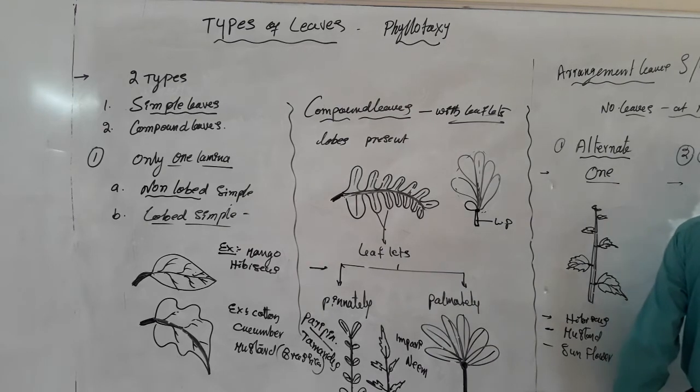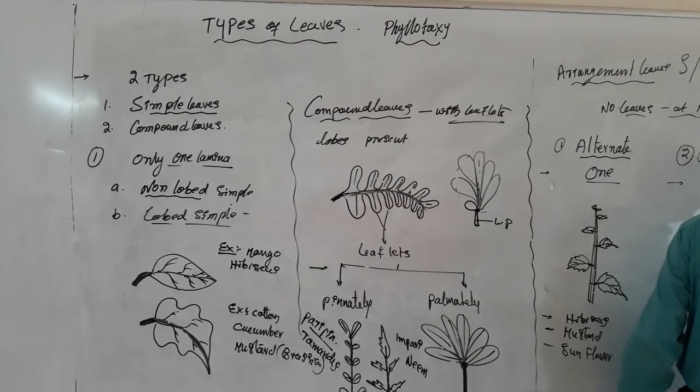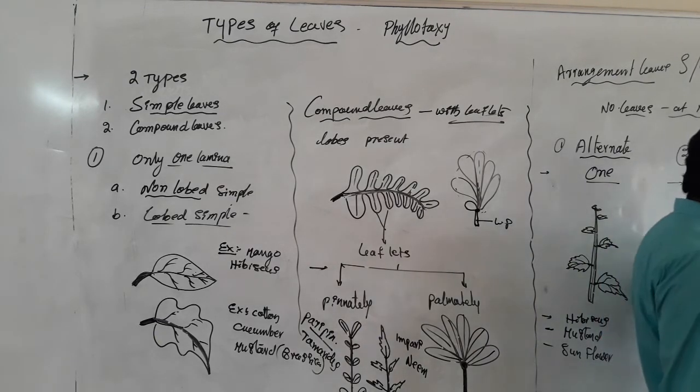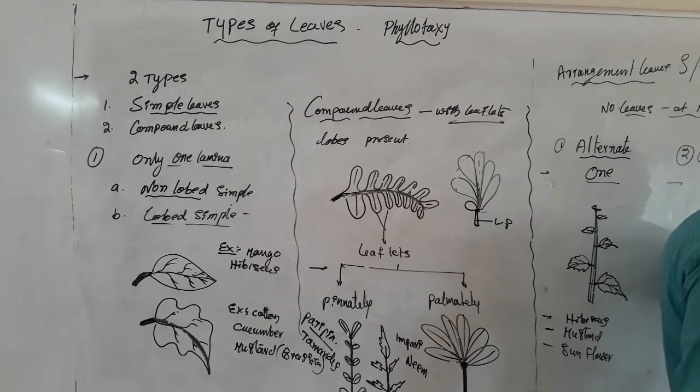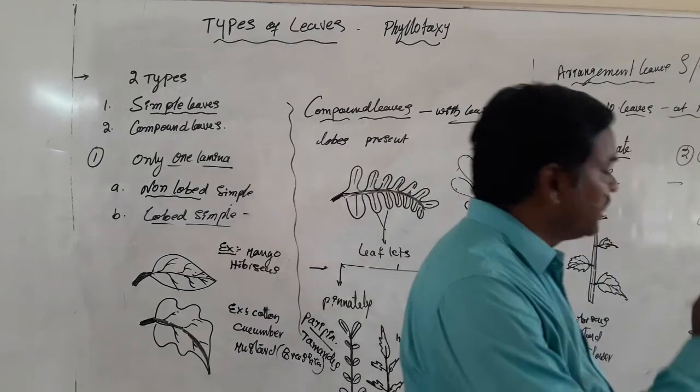For example, this is the stem, represented by a number of nodes and internodes. These are the leaves. Many leaves are present at each and every node, like this. Many leaves are present in a circle at each and every node. That is called whorled phyllotaxy, generally present in Nerium and also present in Trillium.